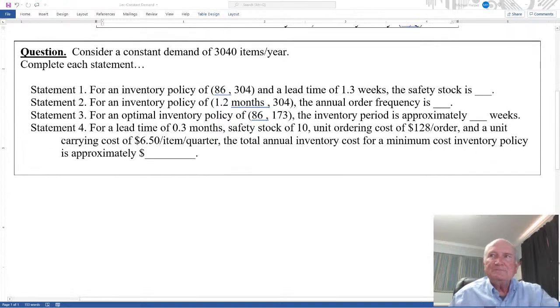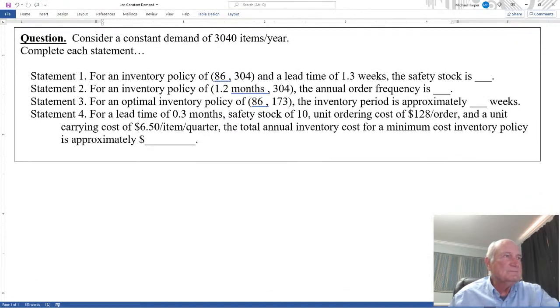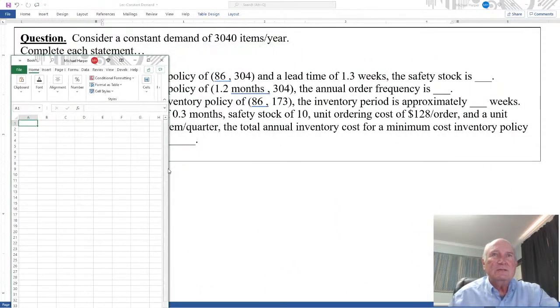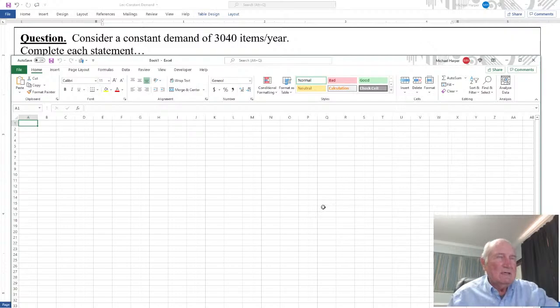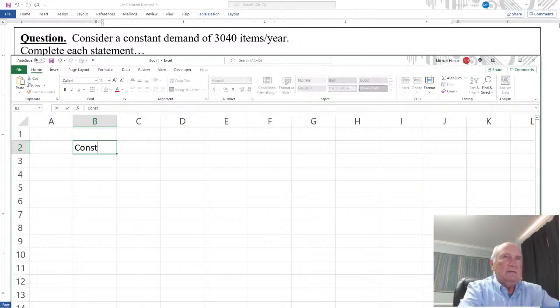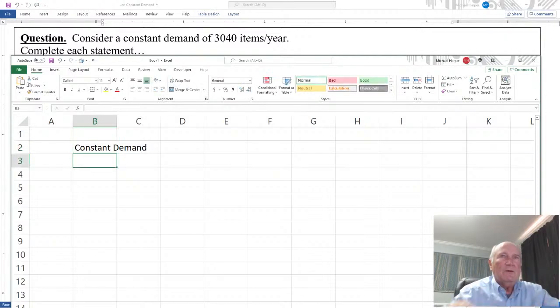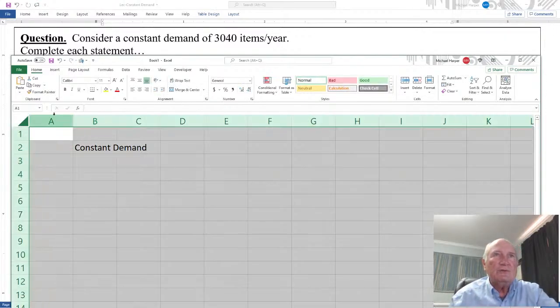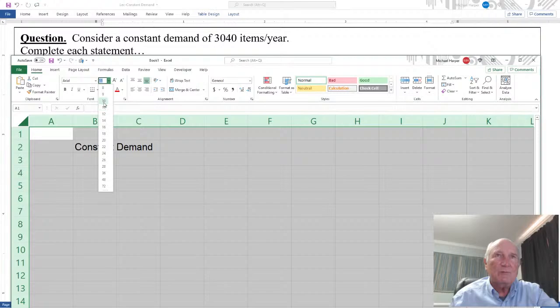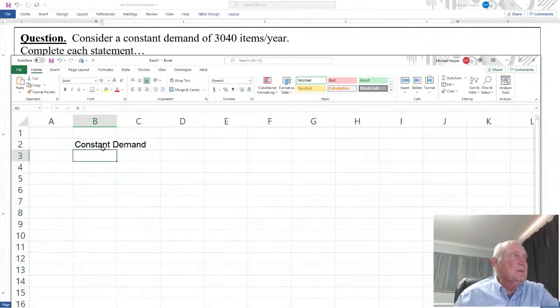Let's bring this up, and let's bring in Excel. Here we go. Let's bring this down here and enlarge it a little bit. There we go. Again, this is constant demand. Let's work through this problem, and as I go through it, I'll show you the relationships and how to work through the problem.